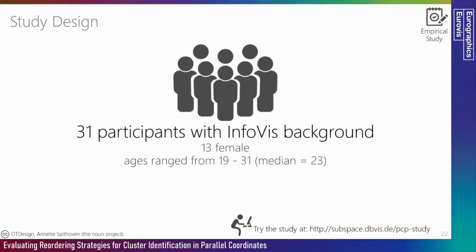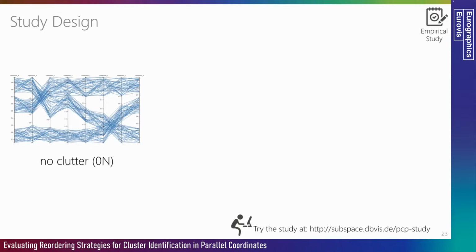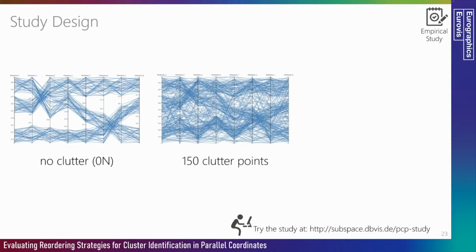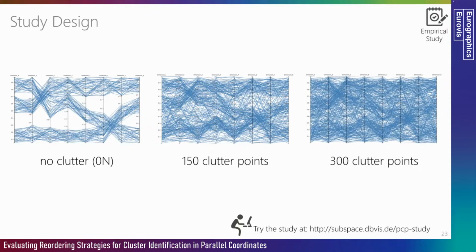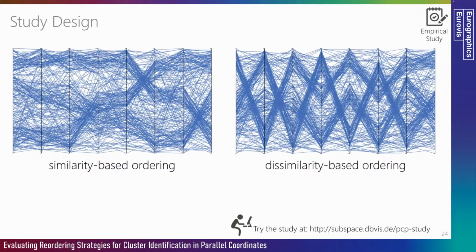For the study, we recruited 31 participants with an InfoVis background. We used both synthetic and real-world datasets. The first independent variable is the clutter level, which is defined as no clutter, 150 clutter points randomly distributed across the dataset, and 300 clutter points. The second independent variable is the ordering strategy. Here we used a similarity and dissimilarity-based layout, using the Euclidean distance as similarity measure.